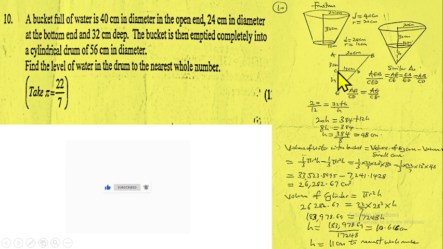AE is from here to here. So AE is 32 plus H, and over CE, where CE is H, from here to here. So that means we can use this ratio against this one. That means you have AB over CD equals AE over CE.